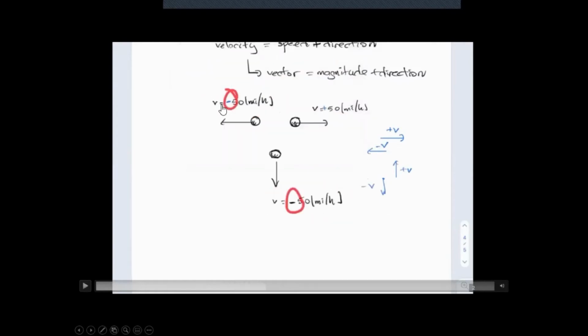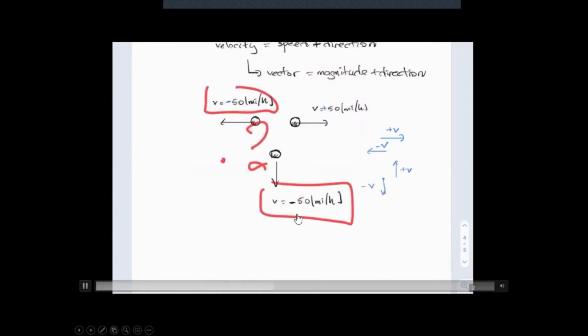Okay, so this is to the left, it's going to be negative. Down is going to be negative. So this is negative velocity. So this one, does this mean that they both have the same velocities? Nope. Still, they're not moving in the same direction.